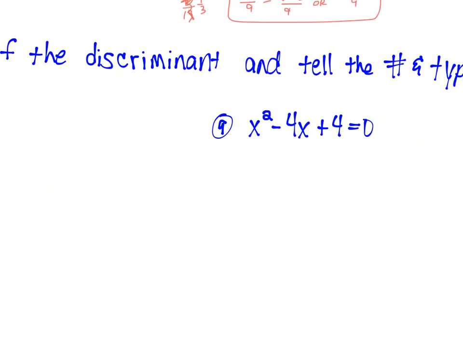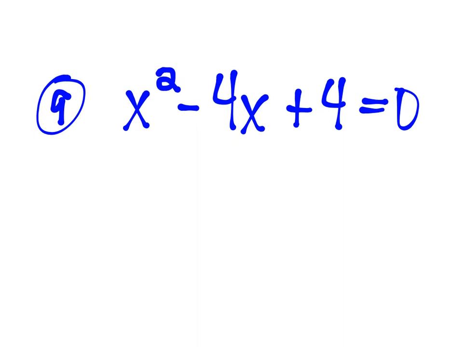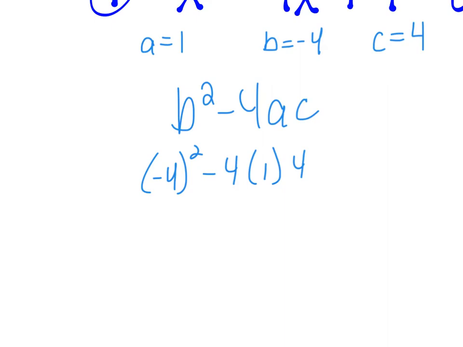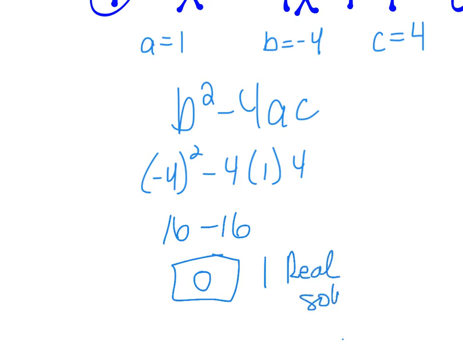So now I'm going to scoot over to this one. Do I have to do anything? No, everything's good to go. So my A term is 1, B is -4, and C is +4. So b squared minus 4ac: -4 squared minus 4 times 1 times 4. What's -4 squared? 16. What's -4 times 1 times 4? -16. What's 16 minus 16? There is the value of my discriminant. What does that tell me about my solutions? 1 real solution.